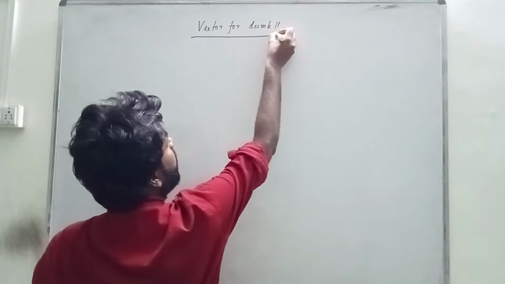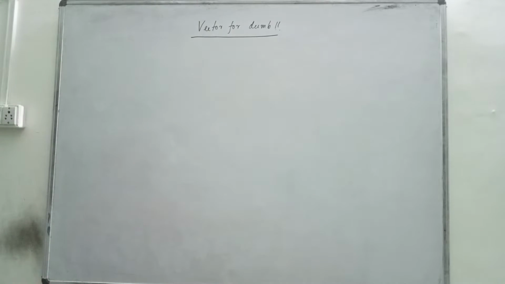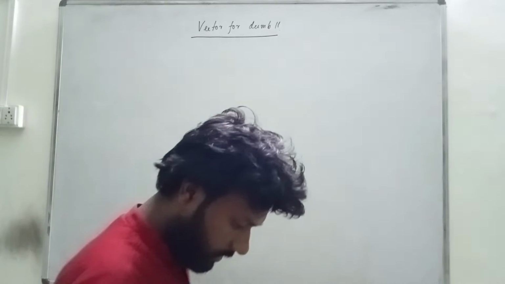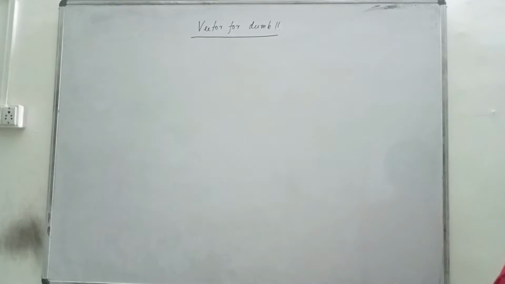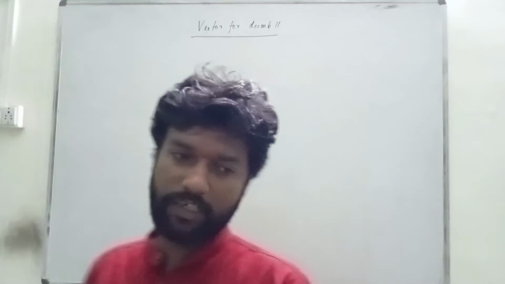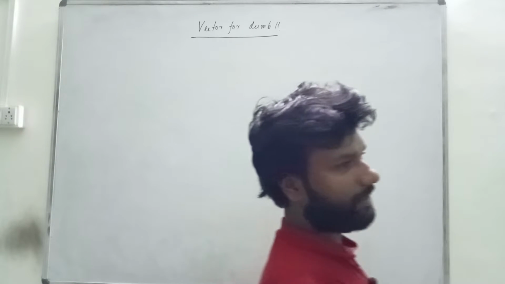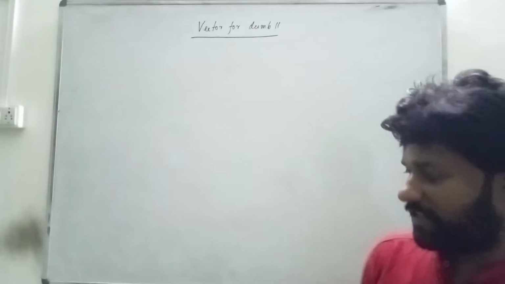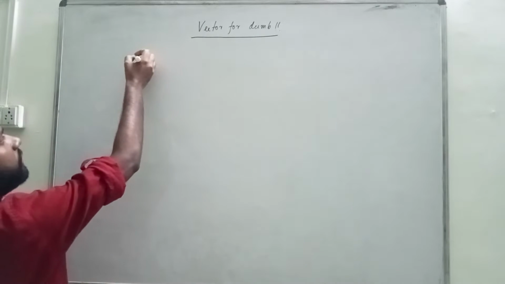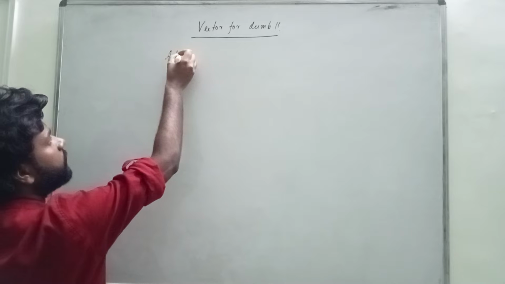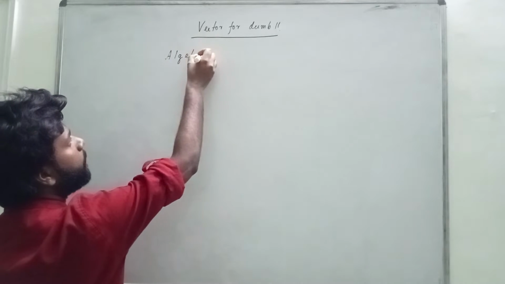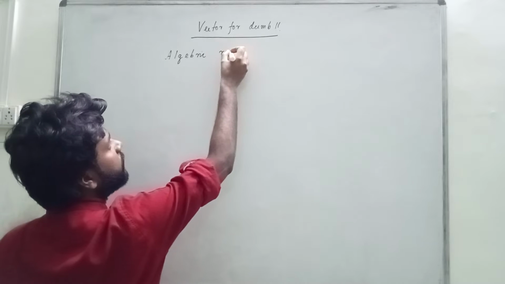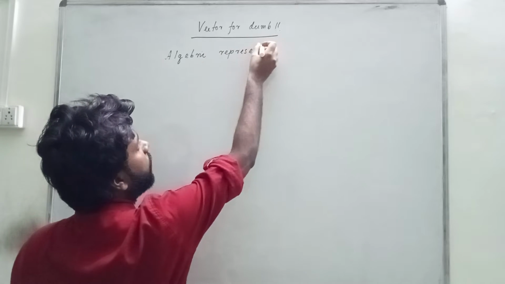Okay, and it is the algebraic representation of a vector because in the last lectures, 1 to 6, I introduced the geometrical representation of vectors, and now I'll introduce to you the algebraic representation of vectors. So the next part, lecture 7, is the algebraic representation of vectors.